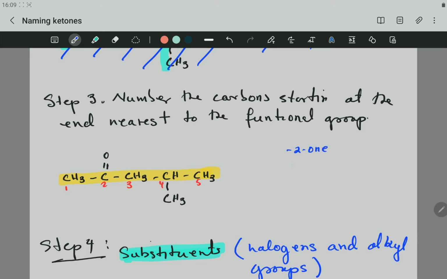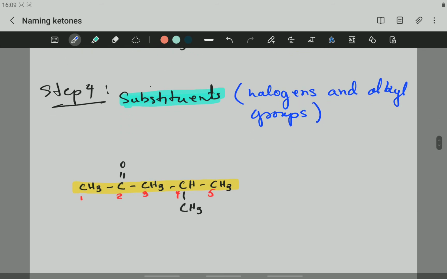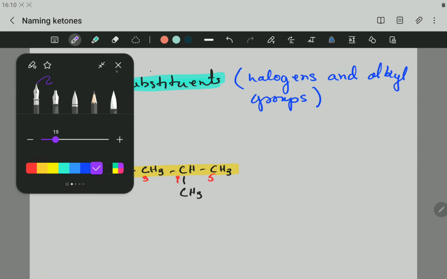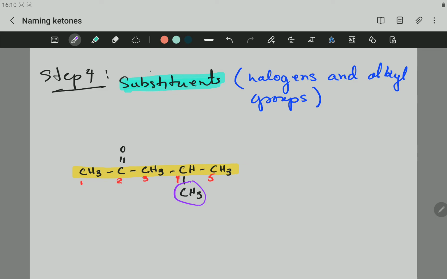All right, so we have pentane. It will be pentan-2-one. That is very, very important, to write out in which carbon the functional group is located. This is the same as alcohol. Not aldehyde, because the functional group of an aldehyde, remember, is always on the first carbon. So we are here. Step 4, we look for substituents. We only have one here, which is a methyl.